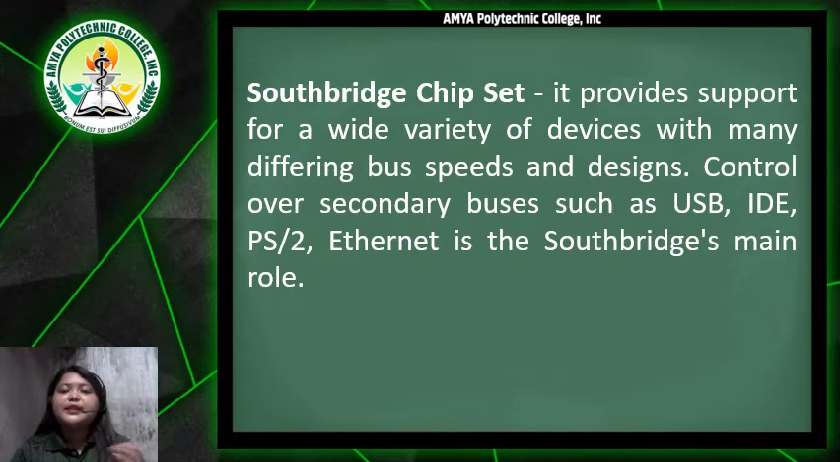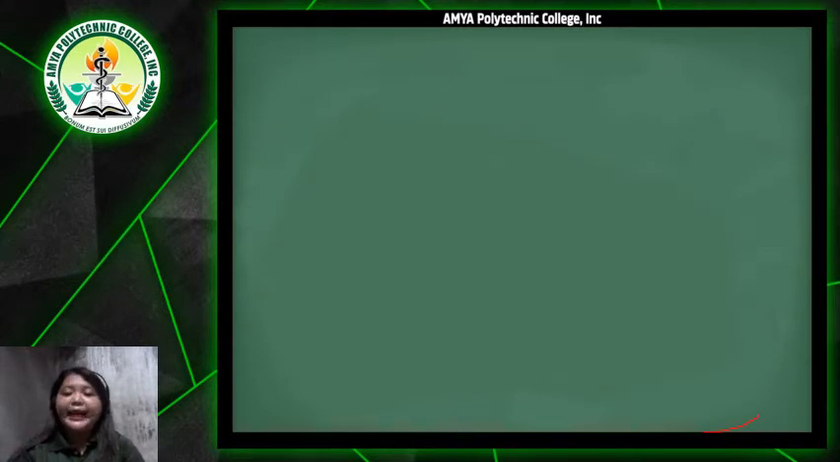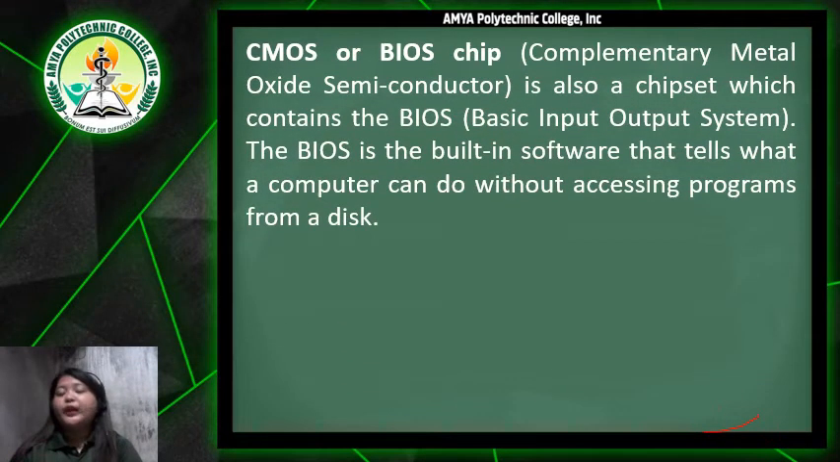So next is the South Bridge chipset. It provides support for a wide variety of devices with many differing bus speeds and designs. Control over secondary buses such as the USB, the IDE, the PS2, and the Ethernet is the South Bridge's main role.